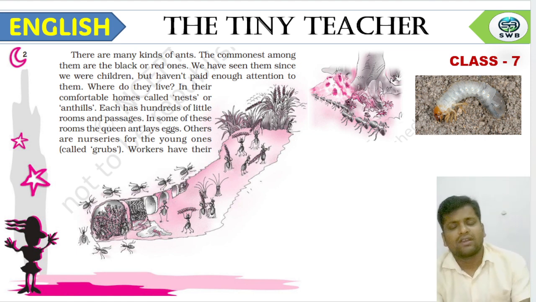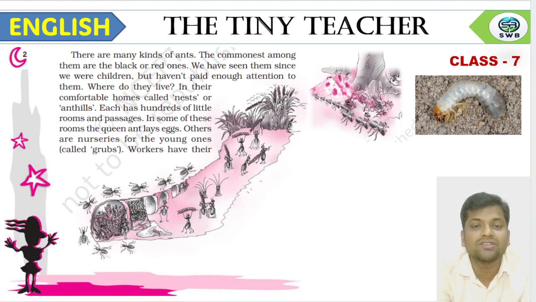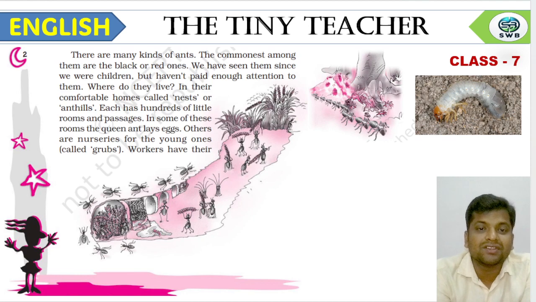Somewhere in that ant hill, there is a particular room for the queen. In that room, the queen ant does nothing but lay eggs. Others are nurseries for the young ones called grubs.